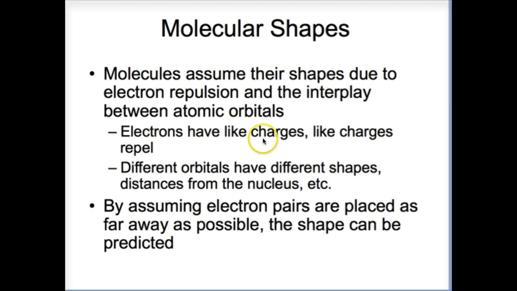We already know that electrons are going to interact. We know they have like charges. We know that these like charges repel. We know that different orbitals have different distances from each other, and all of this together means that we know that electron pairs are going to basically be as far away as possible from each other.